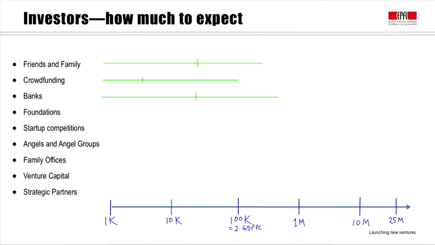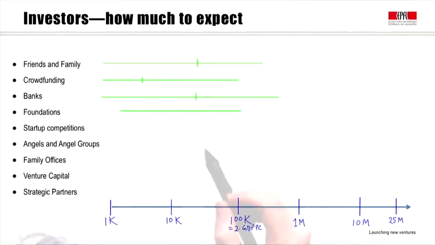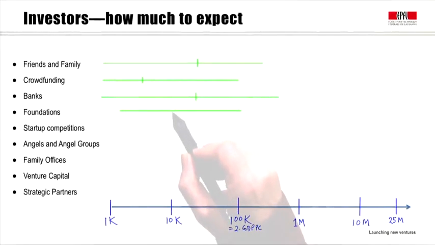For foundations and public organizations, what you're typically doing is asking for grants, and these tend to be relatively small amounts, anywhere from, let's say, 5,000 to 200,000, and a typical amount would be on the order of 10,000.